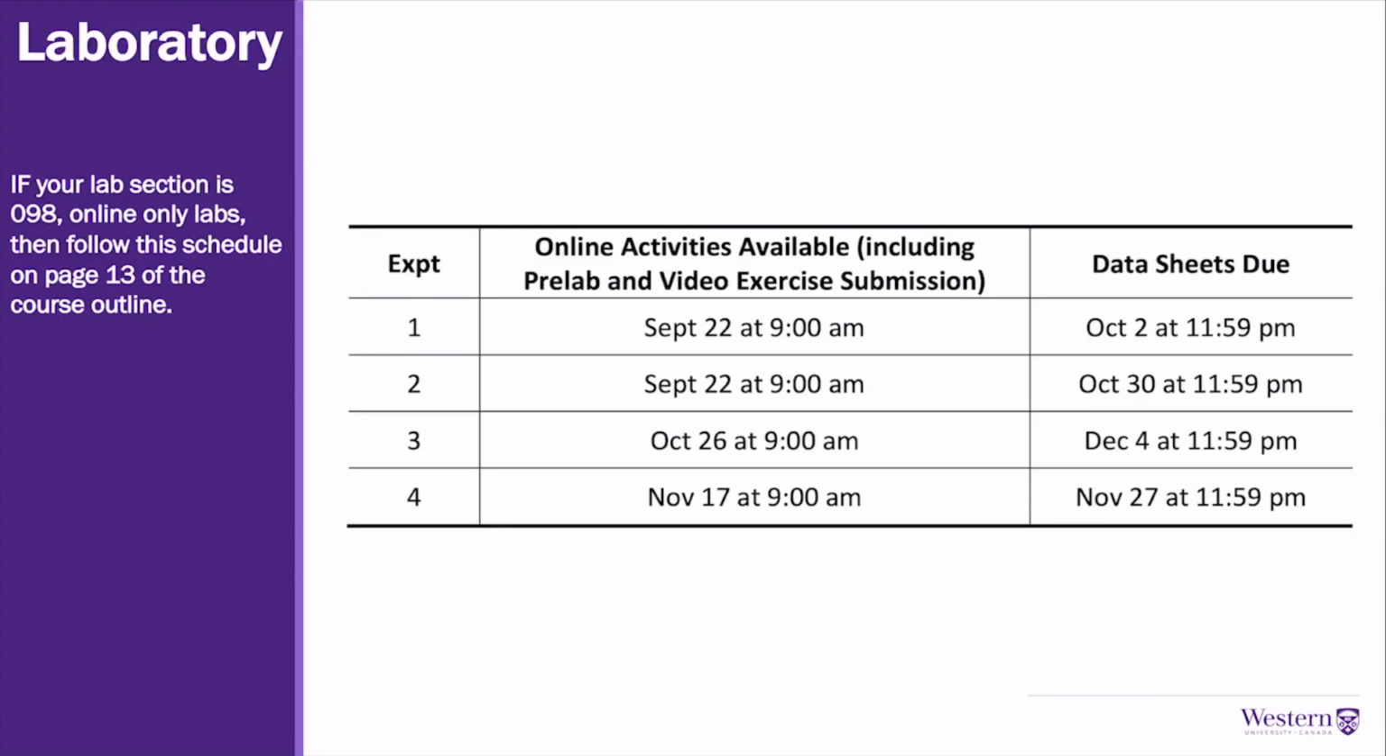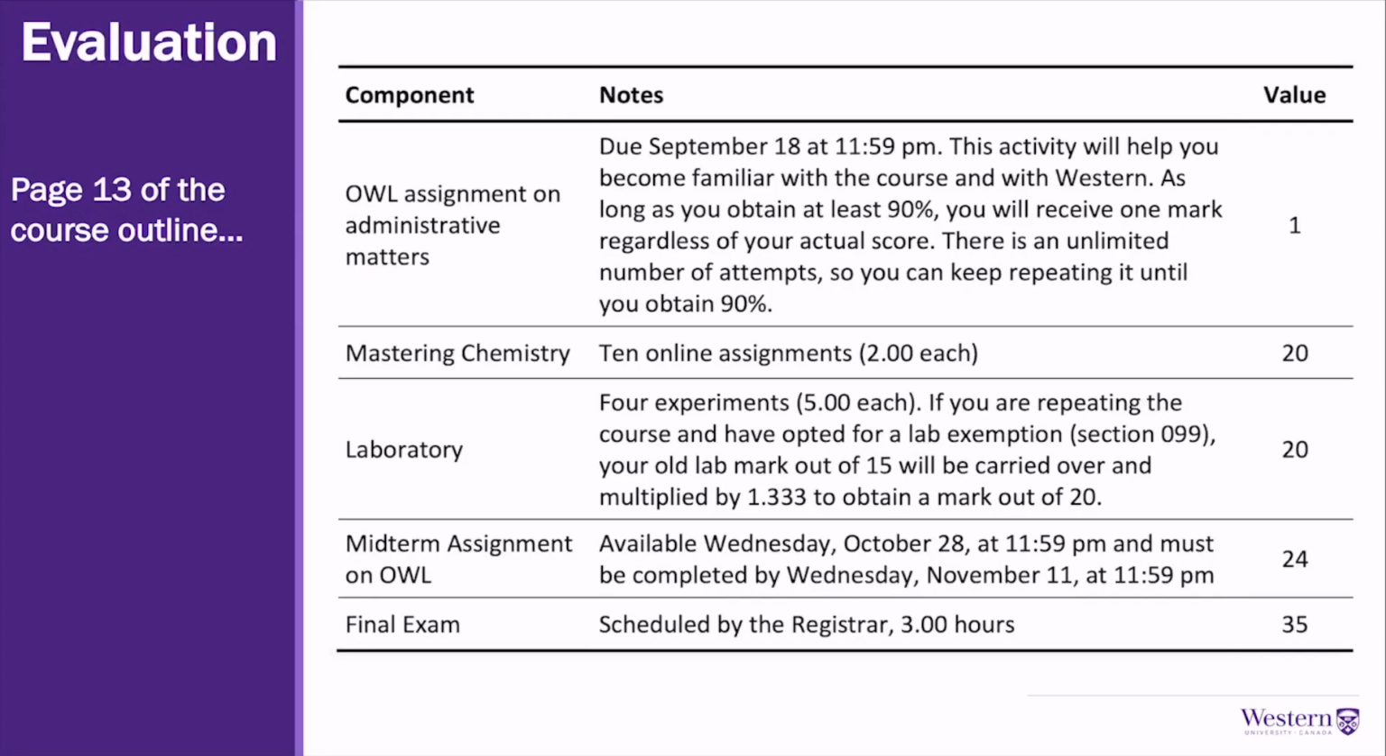Now, if your lab section is 098 and you're online only for the laboratory experiments, here is your progression schedule, which is on page 13 of the course outline.